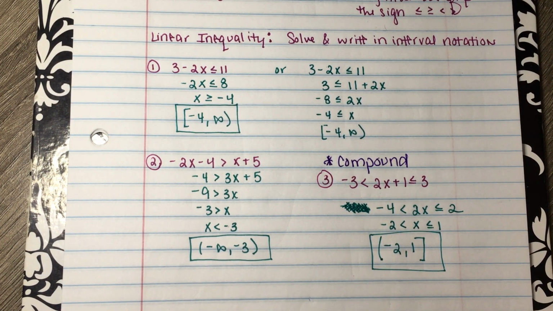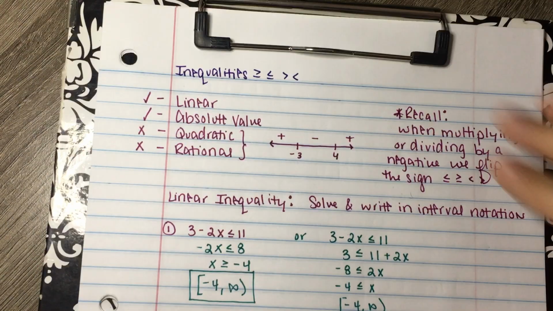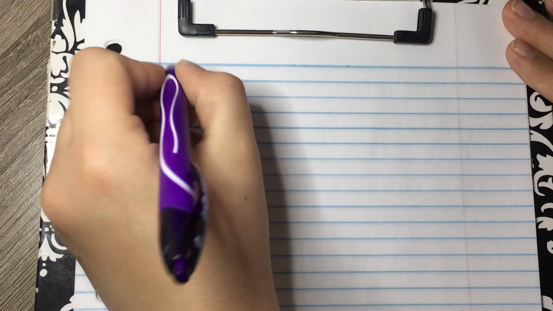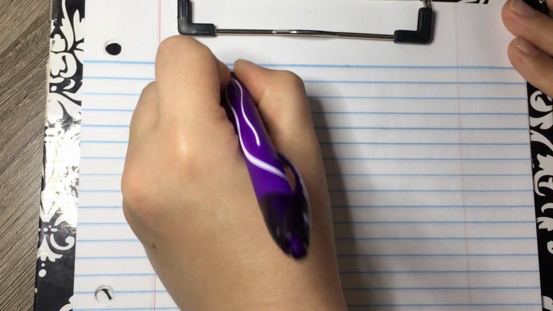And then that's going to be it for our linear inequalities, and now we're going to move on to our absolute value inequalities. Even though I have some room at the bottom of my paper, I do recommend that you start on a fresh sheet because these rules are a little bit lengthy, and it's good to just have them all together. All right, now we're going to take a look at our absolute value inequality.